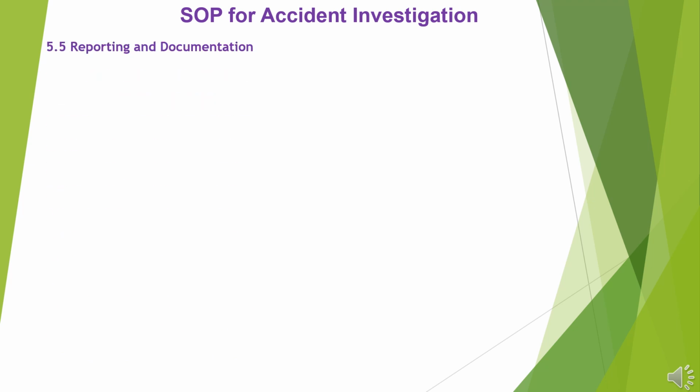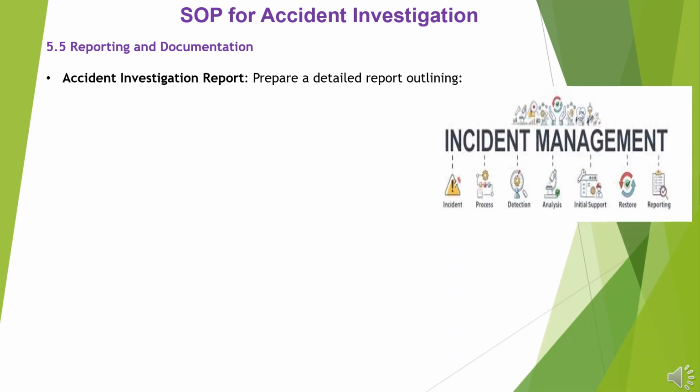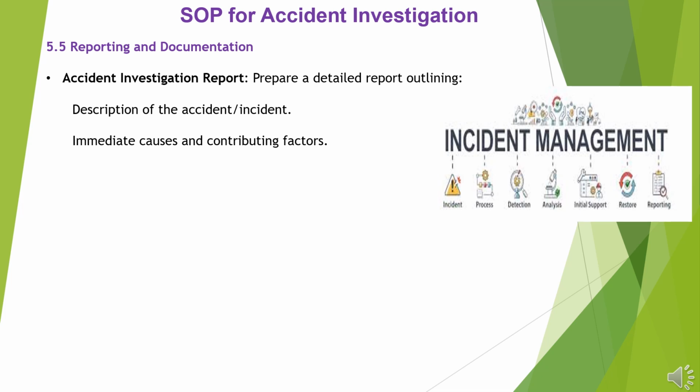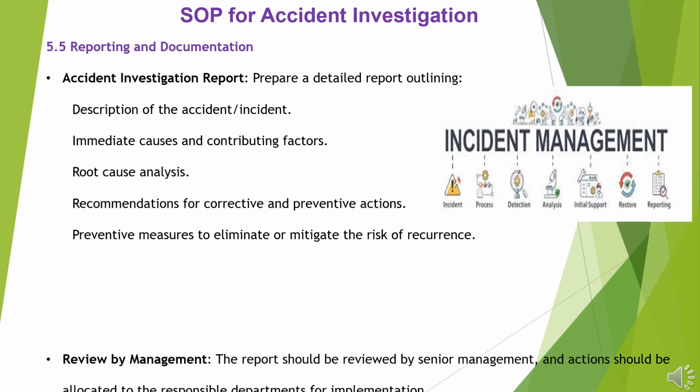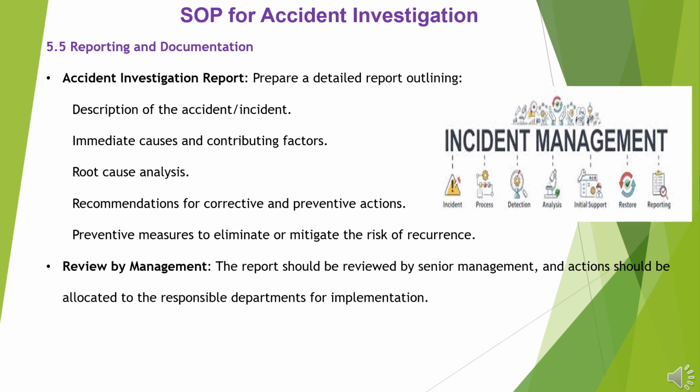5.5 Reporting and documentation. Accident investigation report. Prepare a detailed report outlining the description of the accident/incident, immediate causes and contributing factors, root cause analysis, recommendations for corrective and preventive actions, and preventive measures to eliminate or mitigate the risk of recurrence. Review by management. The report should be reviewed by senior management, and actions should be allocated to the responsible departments for implementation.